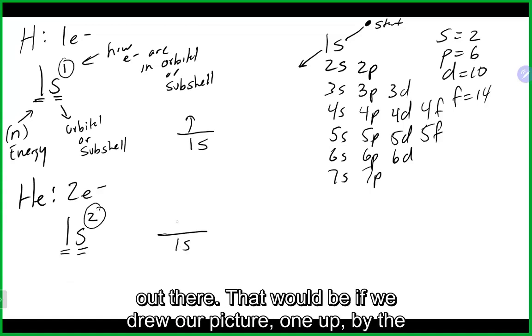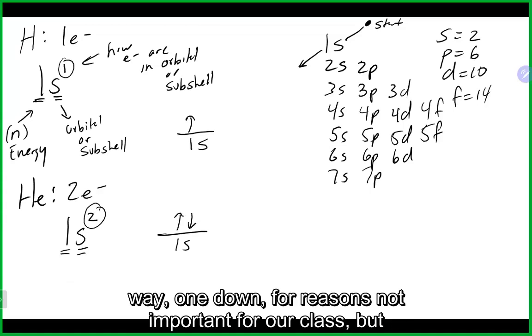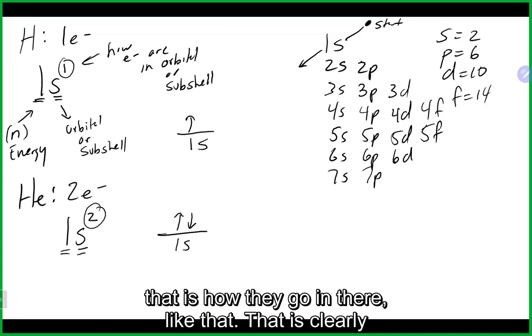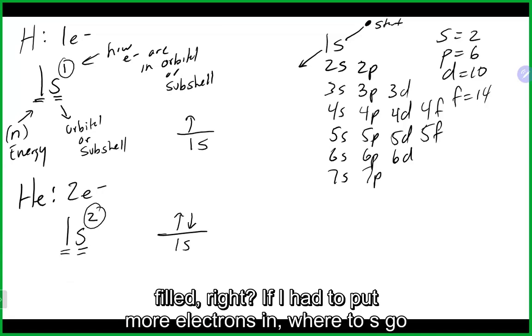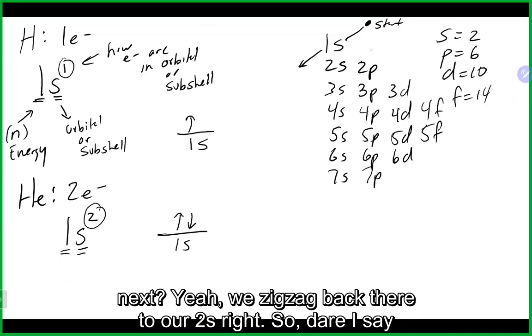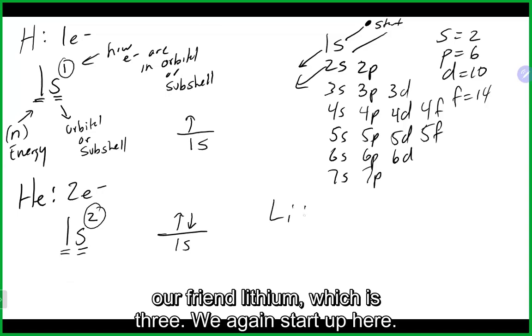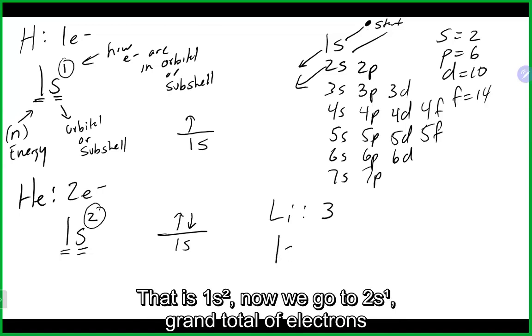If we drew our picture, that would be 1 up and 1 down, for reasons not important for our class, but that is how they go in there. That is clearly filled, right? If I had to put more electrons in, where does it go next? Yeah, we zigzag back there to our 2s. So dare I say our friend lithium, which is 3. We again start up here. That is 1s2. Now we go to 2s1.